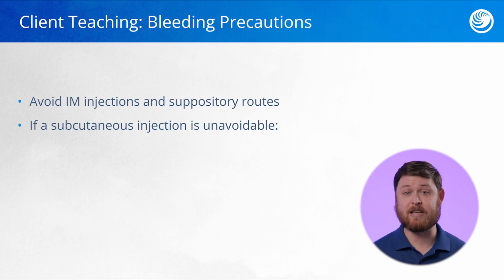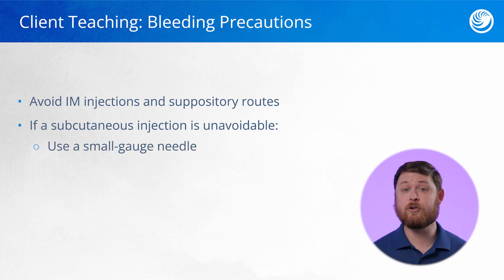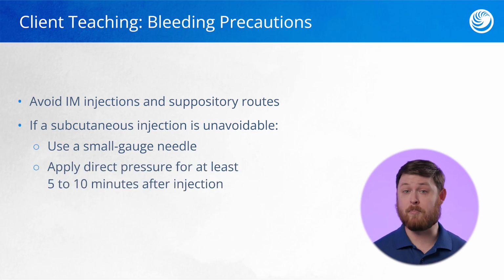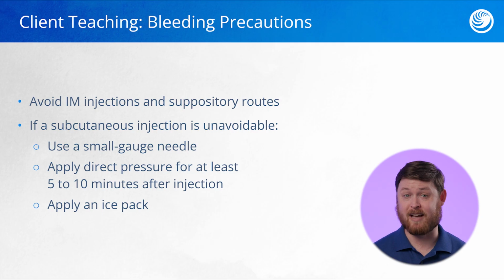If a subcutaneous injection is unavoidable, the nurse should use the smallest gauge needle possible to reduce tissue trauma, apply direct pressure for at least 5 to 10 minutes after injection to control bleeding, and apply an ice pack to the site to promote vasoconstriction and decrease blood flow following injection administration.